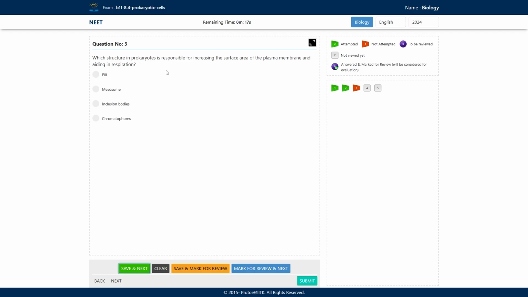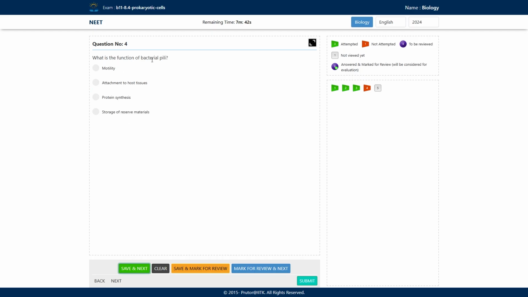Next one: which structure in prokaryotes is responsible for increasing the surface area of the plasma membrane and aiding in respiration? Which structure will help in enhancing the surface area of the plasma membrane and also helps in respiration? So what would be the correct answer? The answer will be mesosomes. Option number B is the correct answer.